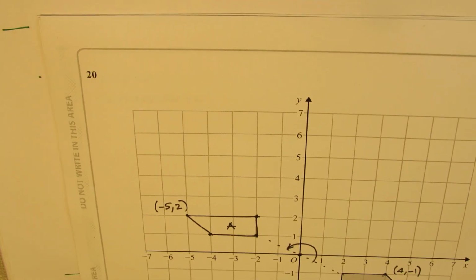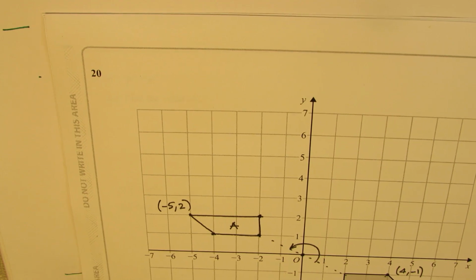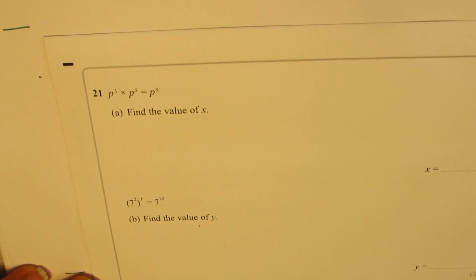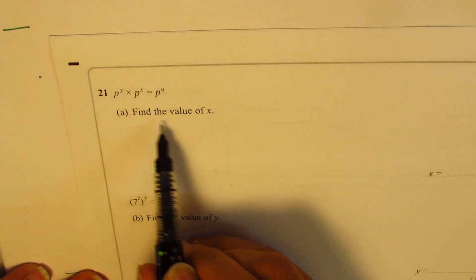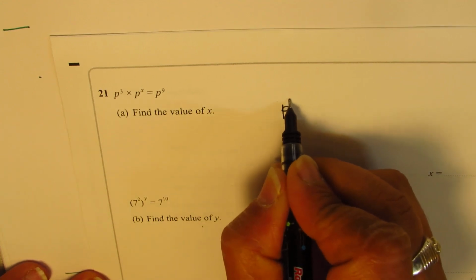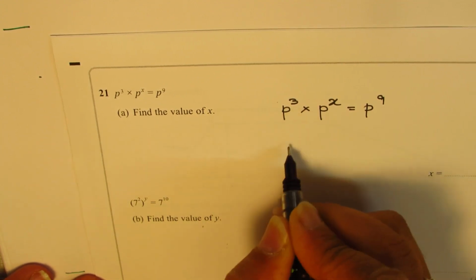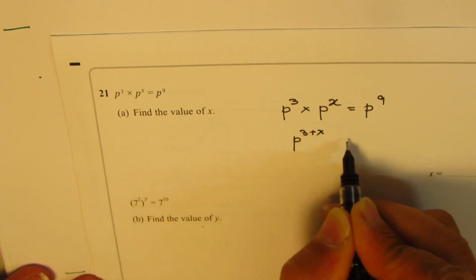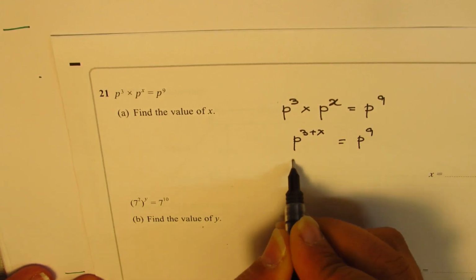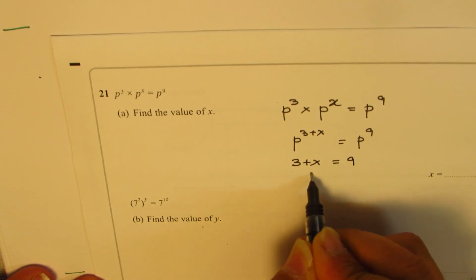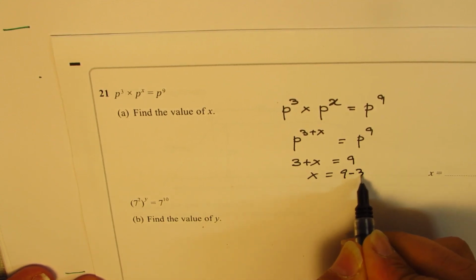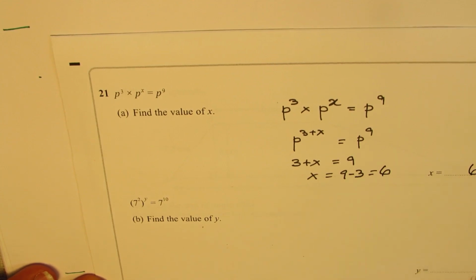Let's continue. Question number 21. So this is based on the laws of exponents. p cubed times p to the power of x is equal to p to the power 9. Find the value of x. So we are given p cubed times p to the power of x equals p to the power of 9. So on the left side, we get p to the power of 3 plus x equals p to the power of 9. So that means 3 plus x is 9, or x is equal to 9 minus 3. So must be 6, right? So we have x equals 6.